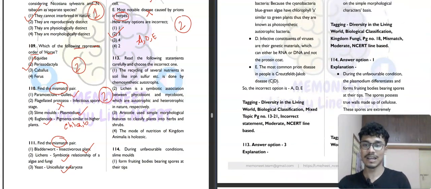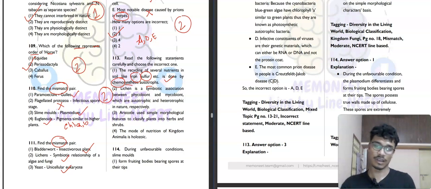It is saying, read the following statements carefully and choose the incorrect one. Okay, we'll see. The recycling of several nutrients in soil like iron, sulfur, etc. is done by chemosynthetic autotrophs. It is absolutely correct. This "chemo" denotes or indicates something chemical, and iron, sulfur, all these are nutrients, or we can see it in some other way, that it could be chemical. So these are done by chemosynthetic autotrophs. So this is the correct one.